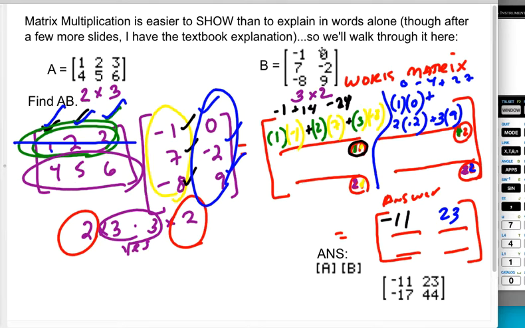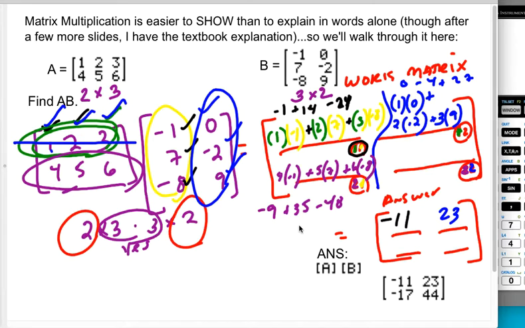So to get this entry right here, I'm going to take the 4 times the first entry in column 1, so 4 times the -1, plus the 5 times the 7, plus the 6 times the -8. And then if I clean that up, I'm going to end up with a -9 plus a 35 minus a 48, which is definitely a positive 26 rather. Come on, brain.